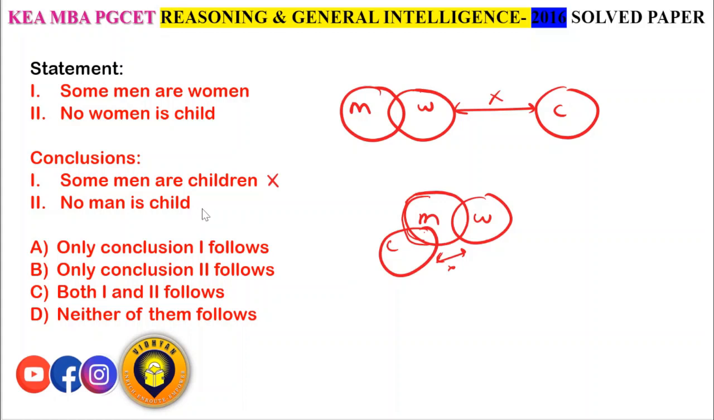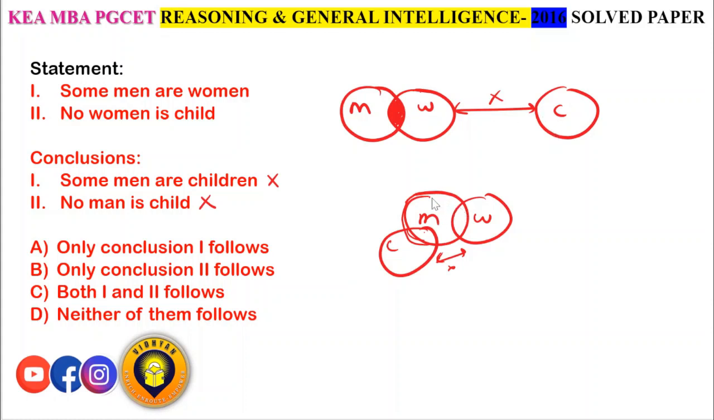You have to see whether it is 100% true or not. So in this case no man is child is false. It is not definitely true, it is false. What is definitely true? Some portion of men is not child. Some portion of men is not child, which is definitely true, because this whole circle of women will never come inside the child circle. So when this whole circle cannot come inside the child circle, then this portion which is men can never come inside the child circle, right?